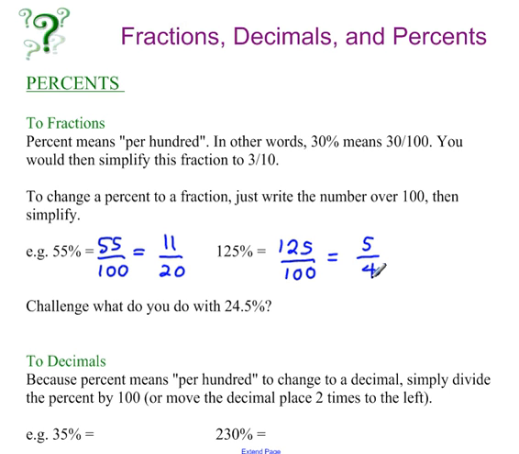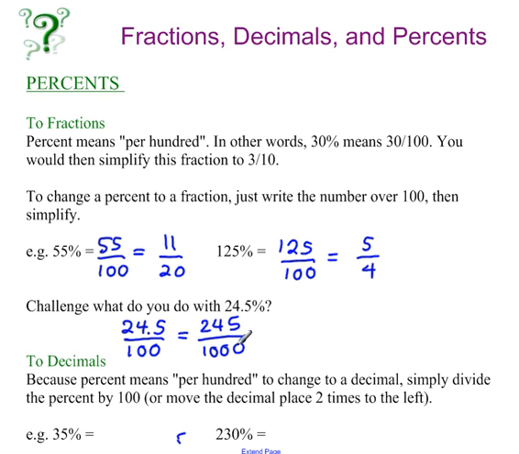Now, this next one's a little bit more challenging, because if we just put it over 100, we get 24.5 over 100. But all of you know that you can't have a decimal within a fraction. So what we actually have to do is make that 245 over 1,000. And now we have to simplify that.